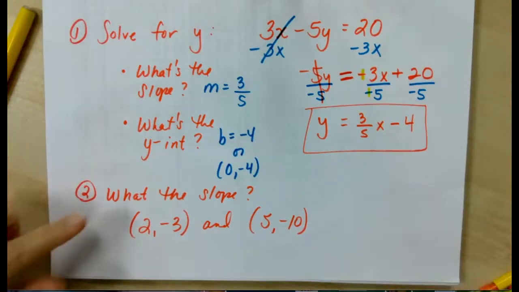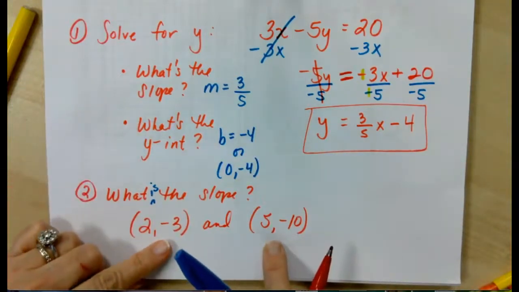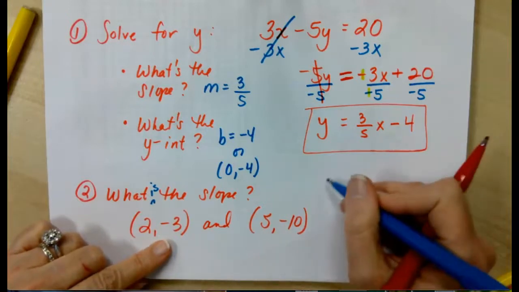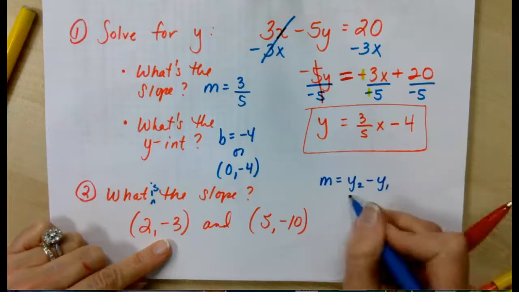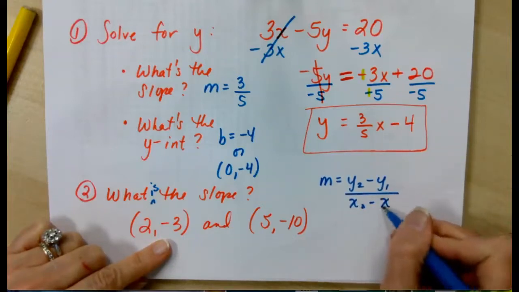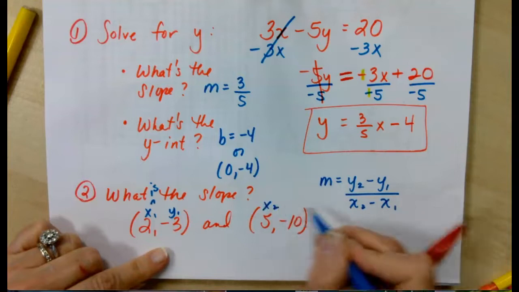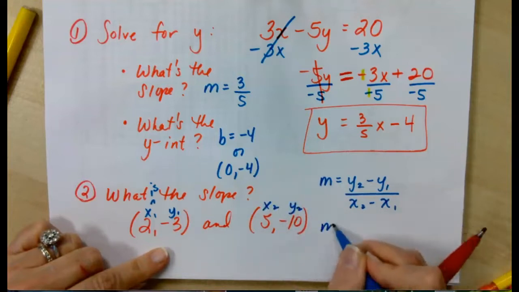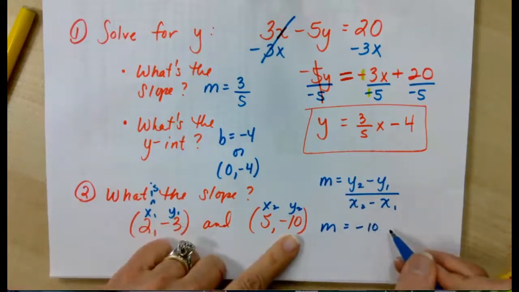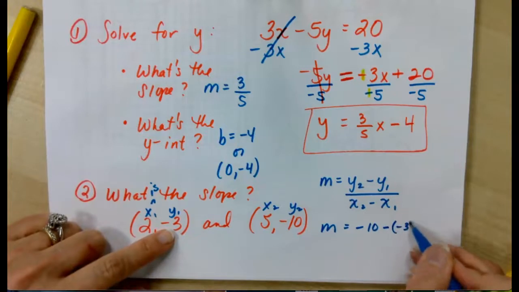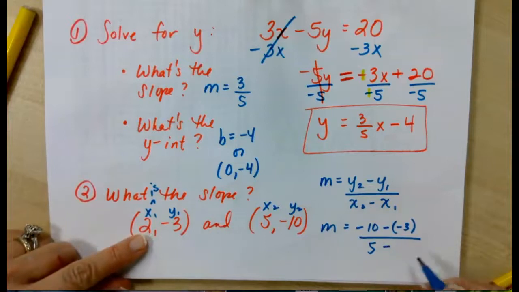Next, number 2. What is the slope in between these 2 points? When we're given 2 points, we need to use the slope formula. M equals y sub 2 minus y sub 1 over x sub 2 minus x sub 1. So here's x number 1, here's y number 1. Here's x number 2, and y number 2. Let's plug this into the slope formula. Negative 10 minus negative 3 over positive 5 minus 2.